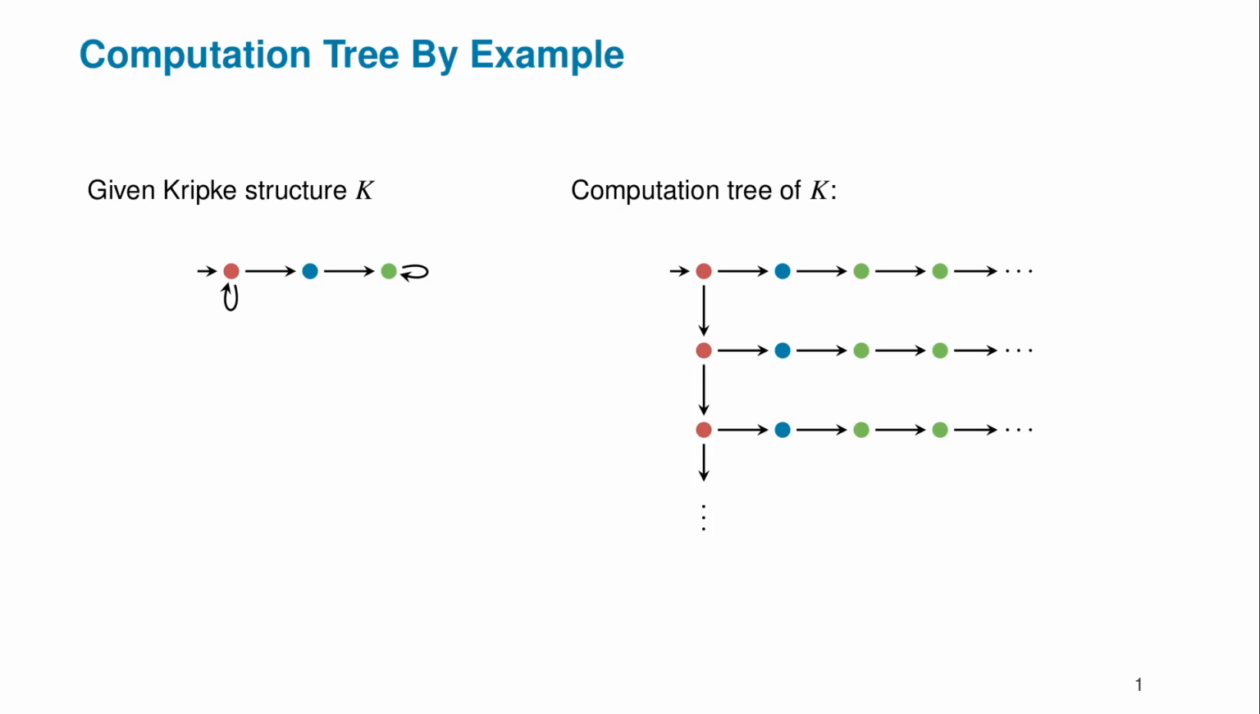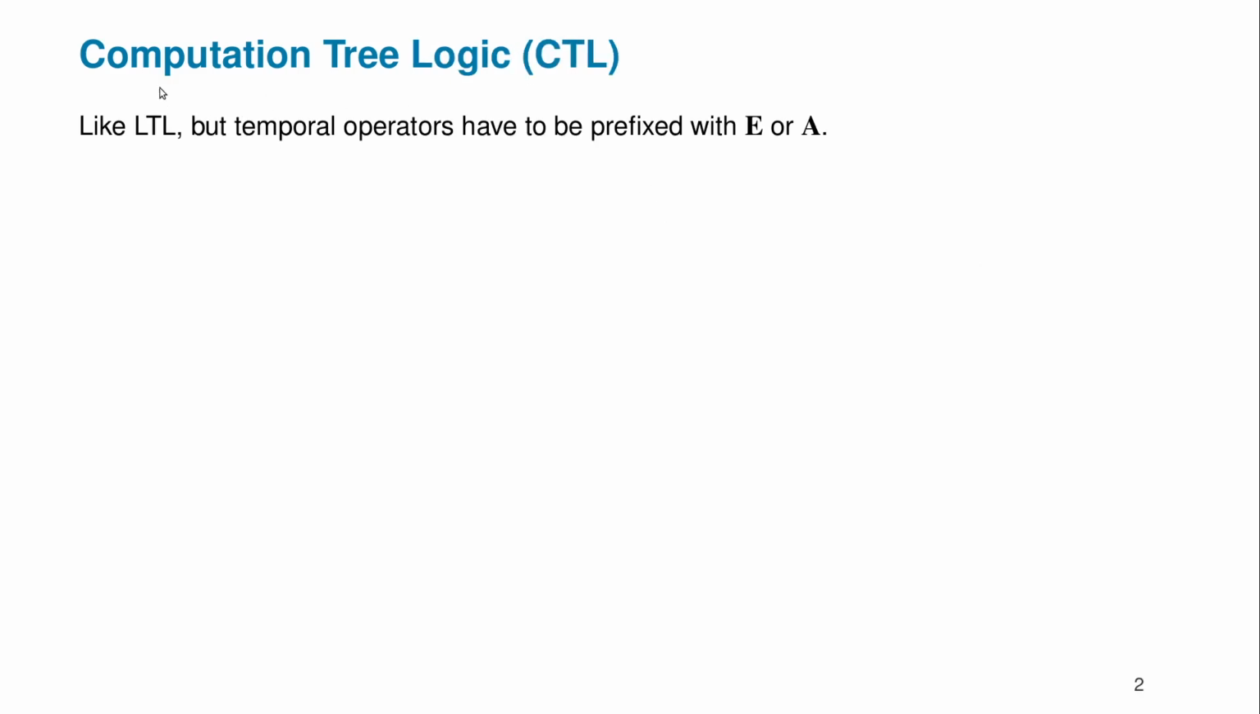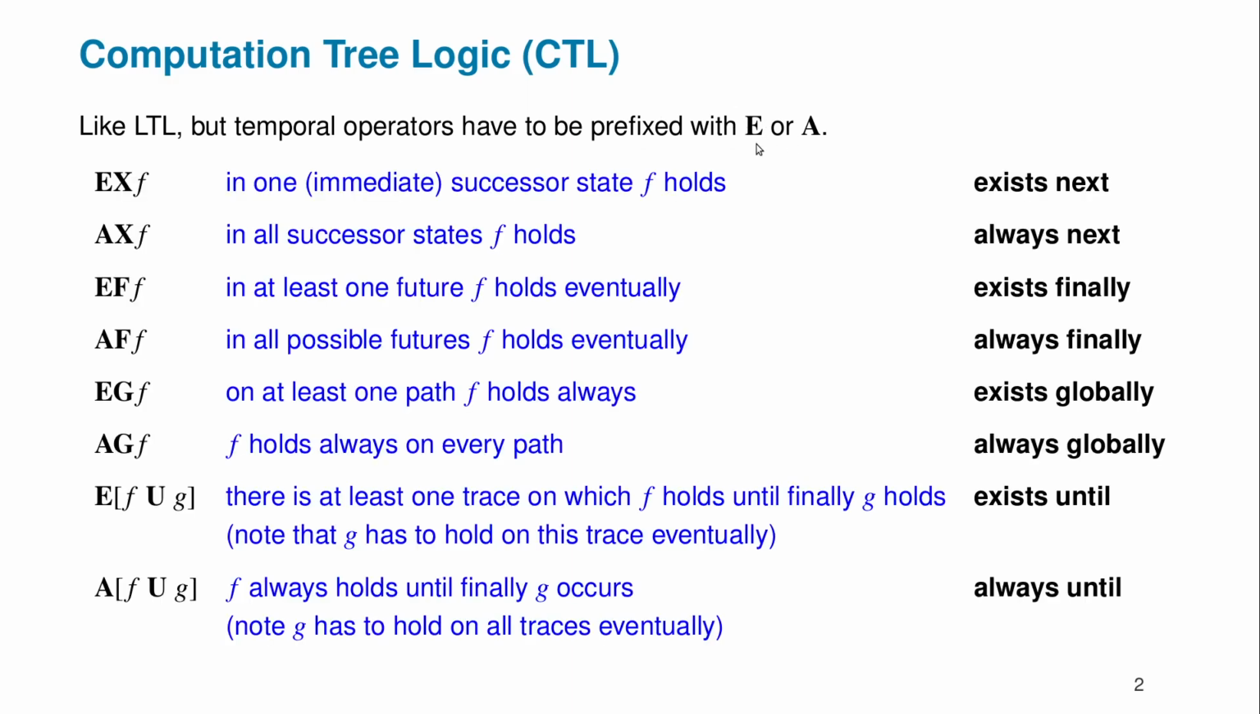And for this purpose, in order to do this kind of reasoning, another temporal logic was introduced, and this logic is called CTL. This is computation tree logic. In principle, CTL is defined like LTL, so it has almost the same syntax, but the temporal operators additionally have to be prefixed with quantifiers E or A. So how does this look?